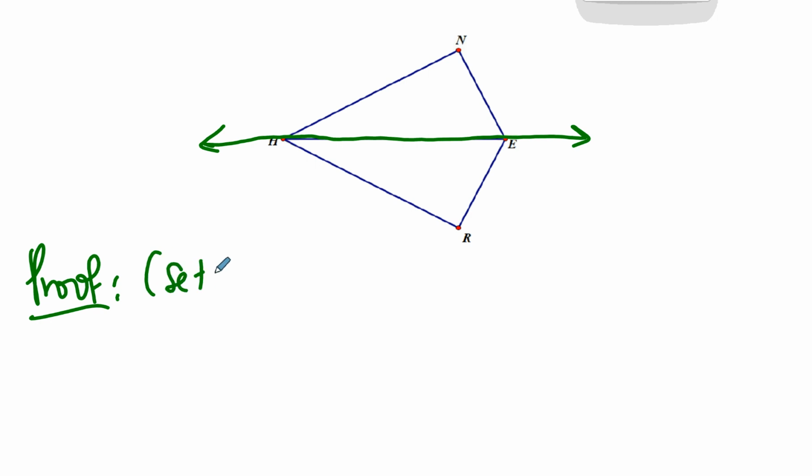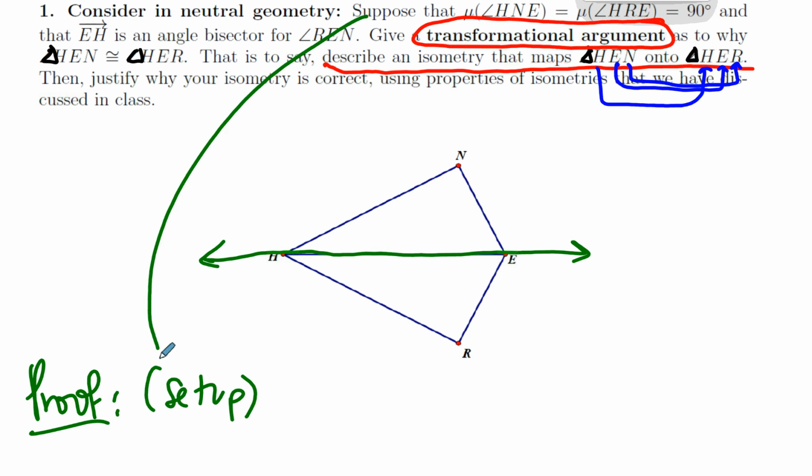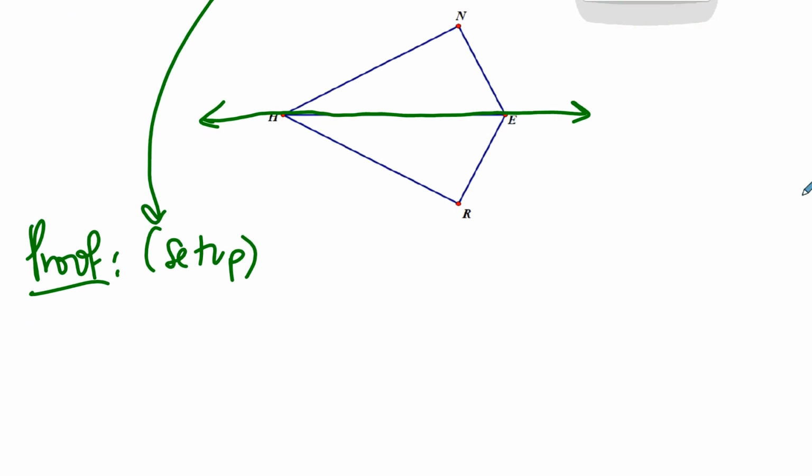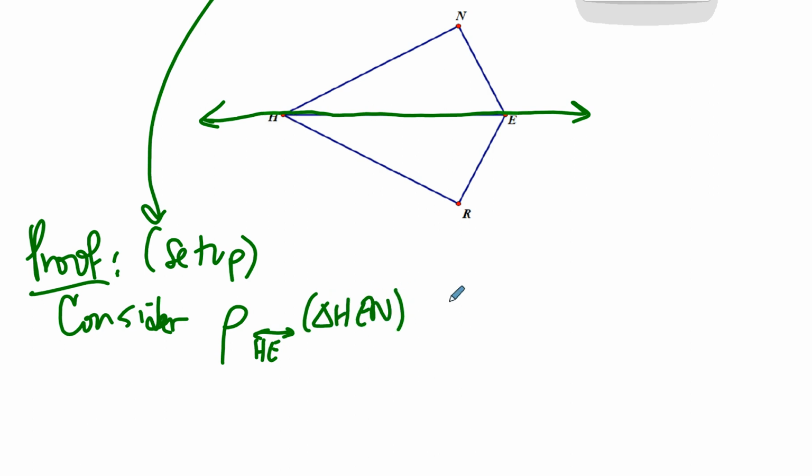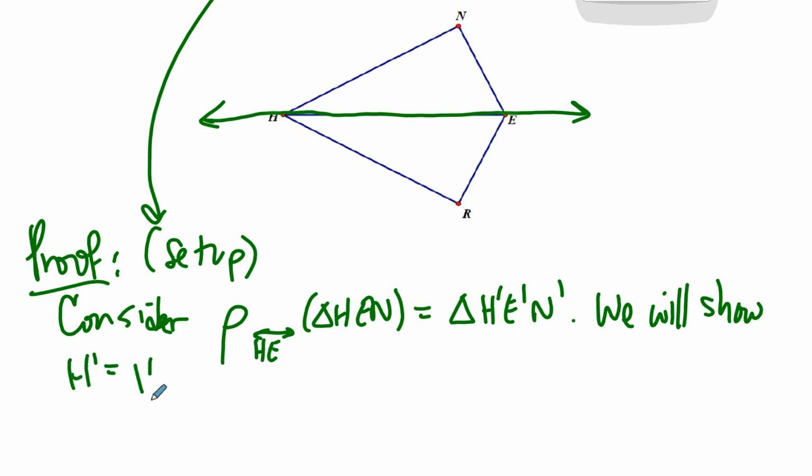I'm not going to write all the setup down. That's not something for this video, but all that given information ends up here, and we will show that triangle HEN is congruent to triangle HER. Those are all things that you can write. I don't have to write those in an instructional video. I will say, let's consider the reflection in line HE of triangle HEN, which we will call triangle H prime E prime N prime. We will show that H prime is H, E prime is E, and N prime is R. That's the idea. Our job is to show that when we pick things up and put them down, every vertex we want lines up with every vertex we want.